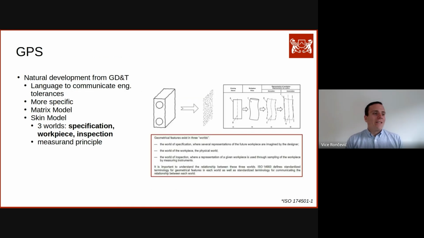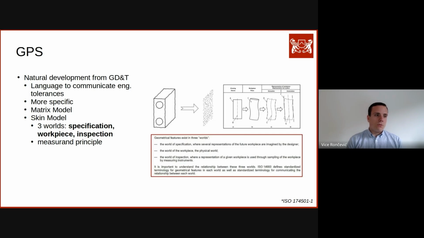Okay, so the next thing, now we are getting to the real problematics and essentially the beauty of this family of standards. The GPS, or the geometrical product specification, is a development from GD&T, and GD&T is something that more people are familiar with and easily recognize. Because for the new people, what does GD&T stand for? GD&T stands for geometrical dimensioning and tolerancing.